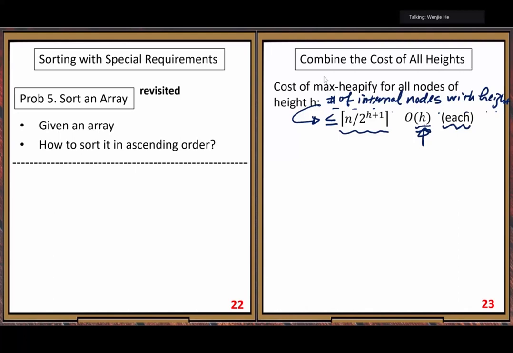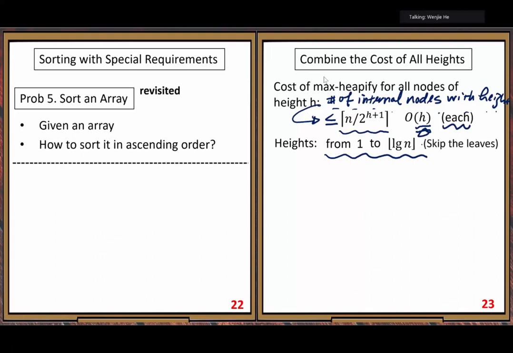So the cost containing swap, comparison, everything we need. That's the cost. Then you do multiplication between these two numbers. But when you do multiplication, you need to include all the nodes with height from 1 to the top one, the root one. The root's height is the floor function of log base 2 of n.